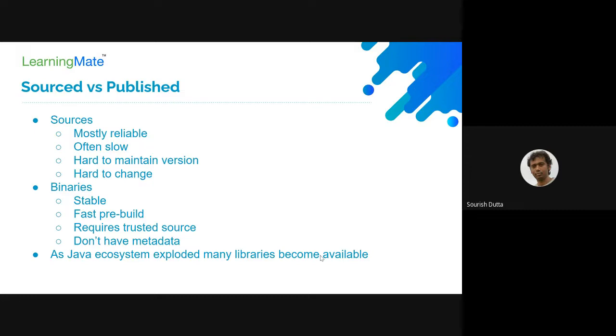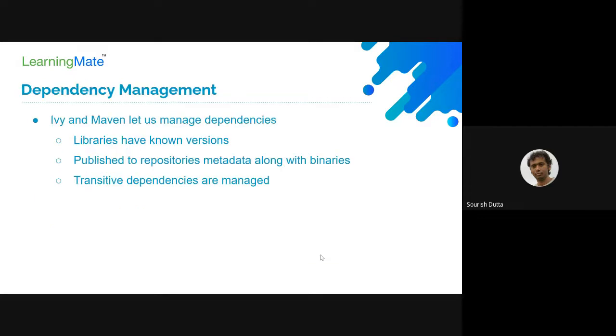As over a period of time the Java ecosystem has evolved or exploded, there are many organizations and individuals who have written libraries which they have distributed as jar files, which you can use instead of source code. So mostly the libraries are available as binaries.